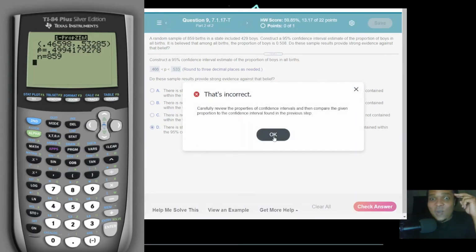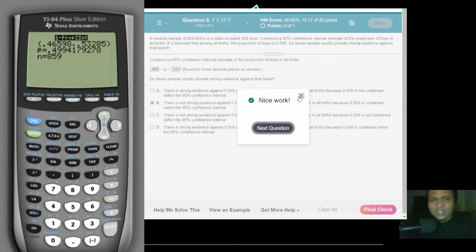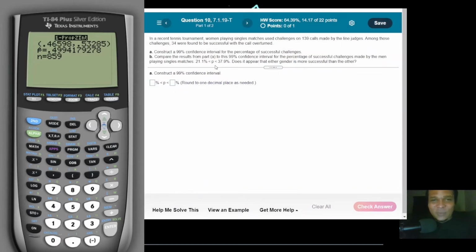I got it wrong. Wow. Okay, well, we know it's contained within our interval. So it's either going to, all right, it's B. It's got to be B. You see how I just worked that out? Why is it B? There is not strong evidence against, oh, not strong evidence against, I should have been reading. My bad. The negative. There is not strong, double negative actually. If I were to see this on the exam, I would get it wrong. And this is the part of learning. Anyway, we're not going to get that wrong a second time.